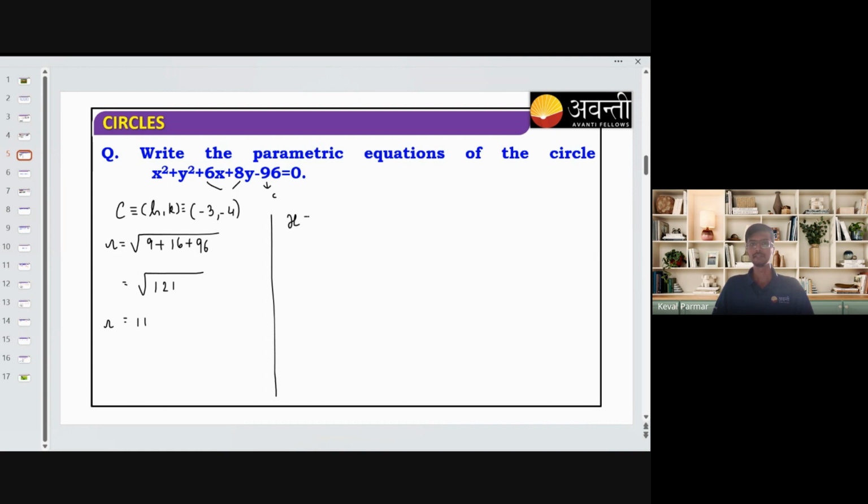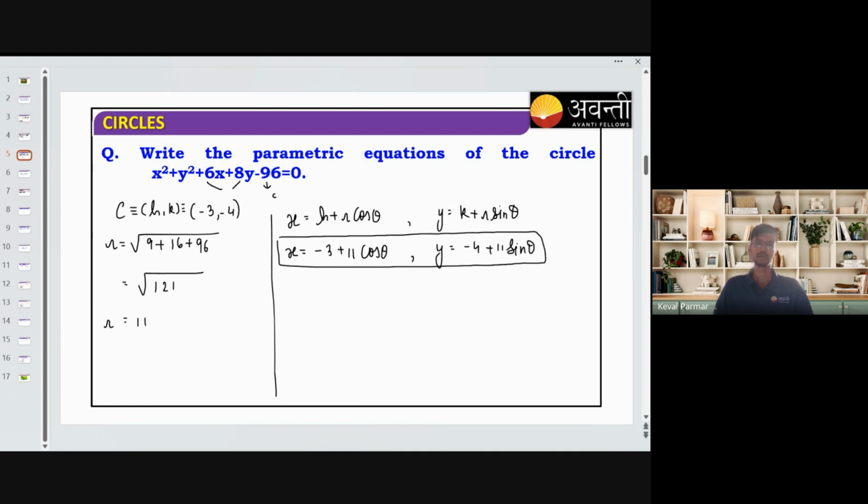The parametric form is x equals h plus r cos theta and y equals k plus r sin theta. We have all the required values, guys. So x will be equal to minus 3 plus 11 cos theta, comma, y will be equal to minus 4 plus 11 sin theta. This is my answer. Right, guys? Did you all get it? Give me a thumbs up if it's clear, everyone.